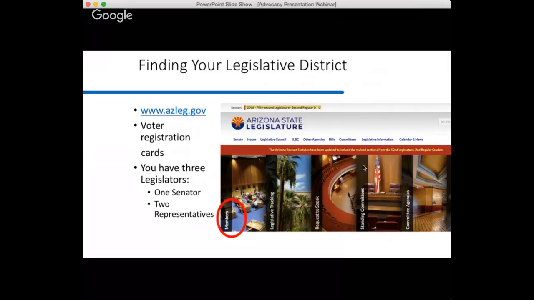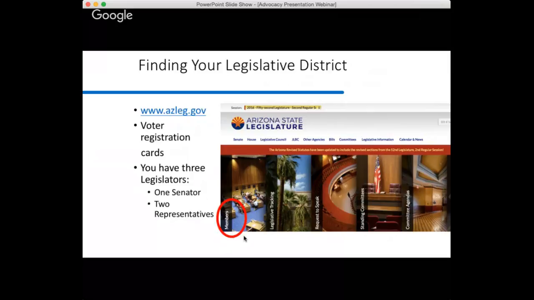Finding your legislative district is super easy. The Arizona legislature has a website. For those of you who have used it before, they have a new look. We have updated the screenshots in the presentation to show you what that new website looks like. It is www.azleg.gov, and you can also identify your legislative district by voter registration cards. But for the sake of today's conversation, we're going to talk about how to look things up online. You have 3 legislators, 1 senator, and 2 representatives.